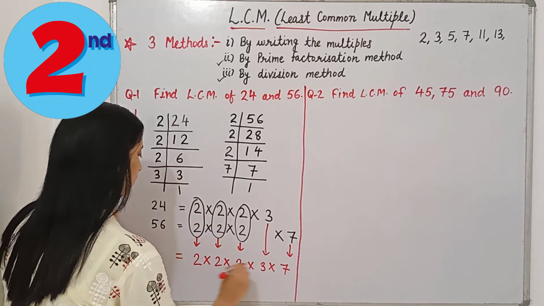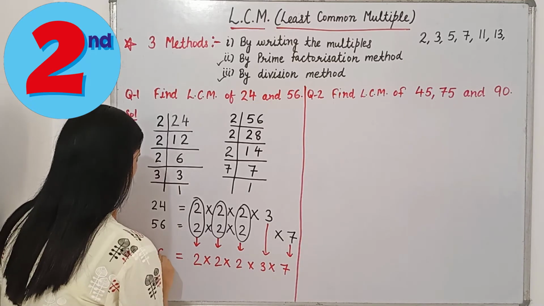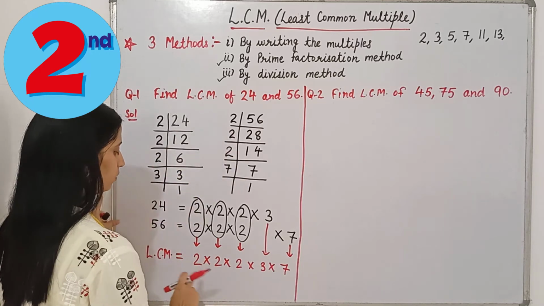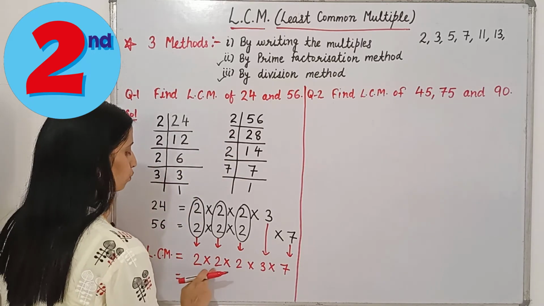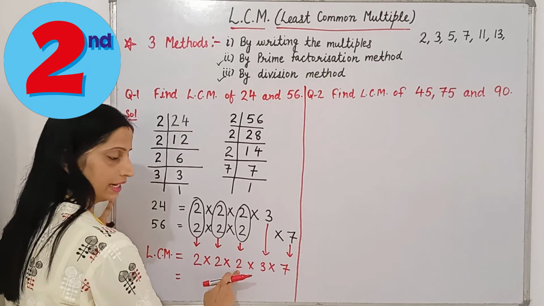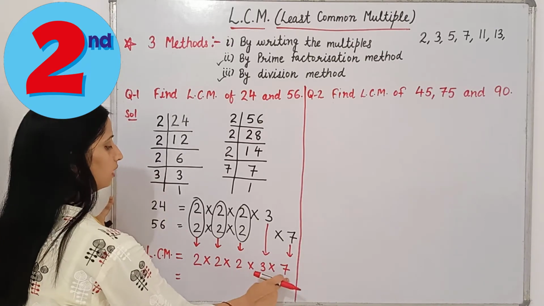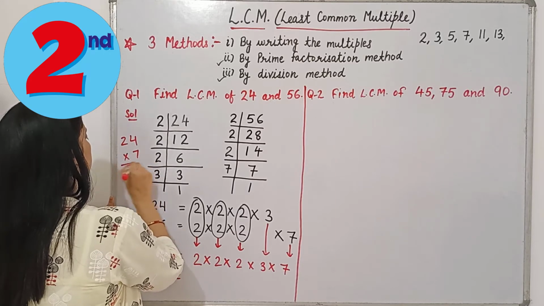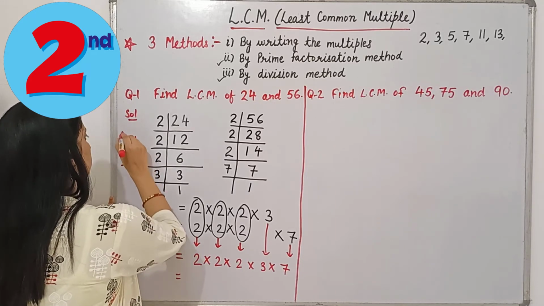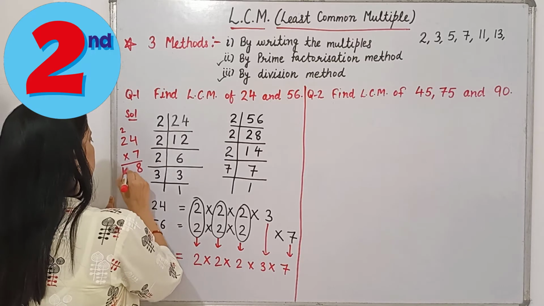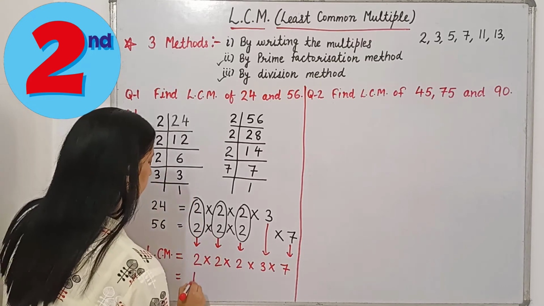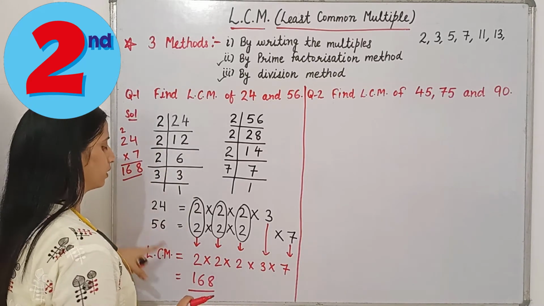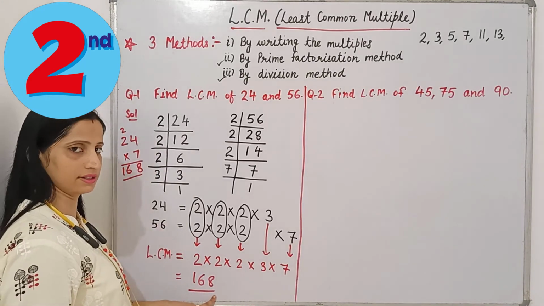Now we will multiply these factors and we will get the LCM of 24 and 56. So let's multiply. 2 twos are 4, 4 twos are 8, 8 threes are 24 and 24 multiplied by 7, it will be 7 times 4 is 28 and 7 twos are 14, 15, 16. So our answer will be 168. So LCM of 24 and 56 is 168.